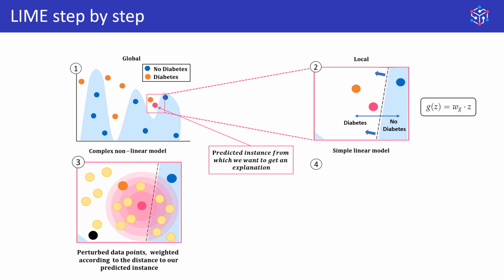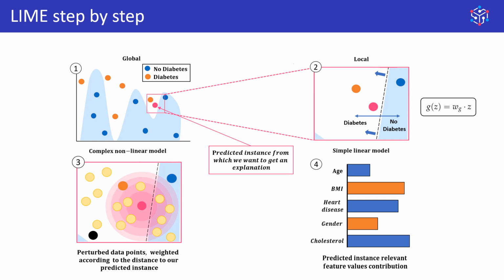Finally, in this step, we receive our explanation by interpreting the local model. The bar charts represent the importance given to the most relevant features, that is, the features that have most contributed to the prediction of our pink point. In the case of using a linear regression as a surrogate model, these values would be the fitted weights of the model. Let's now see the LIME mathematical optimization problem.